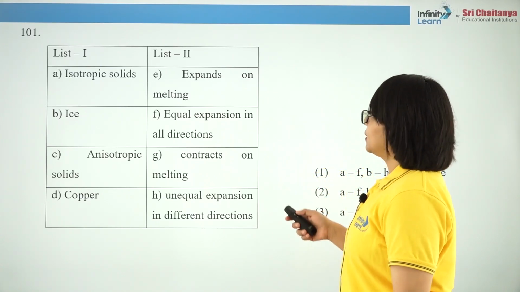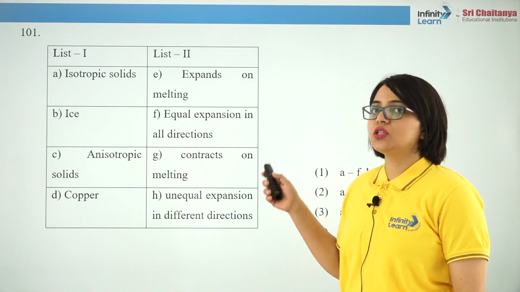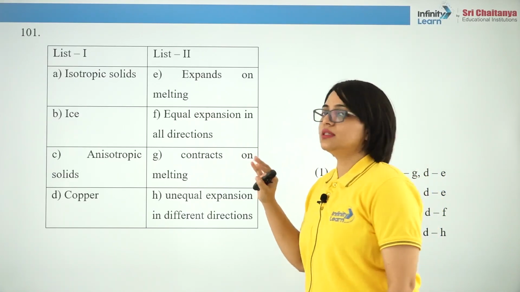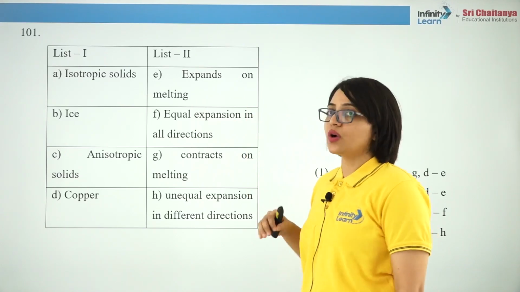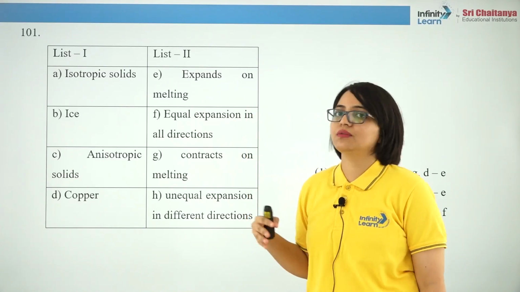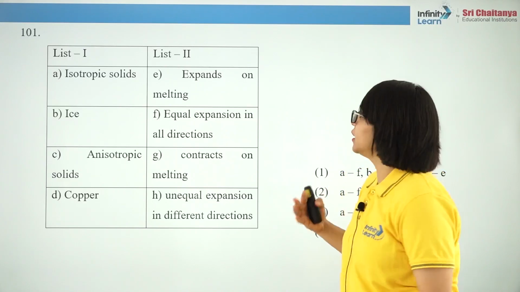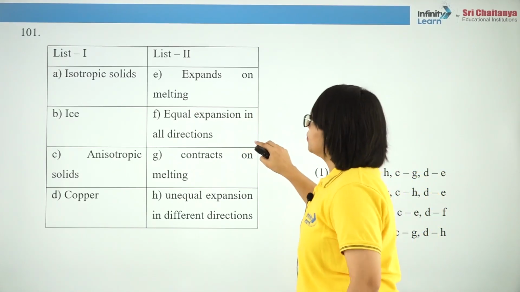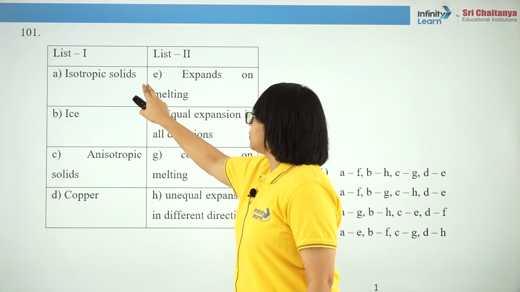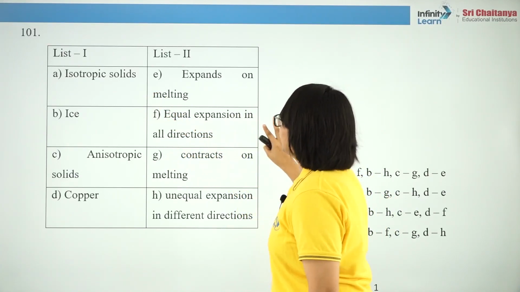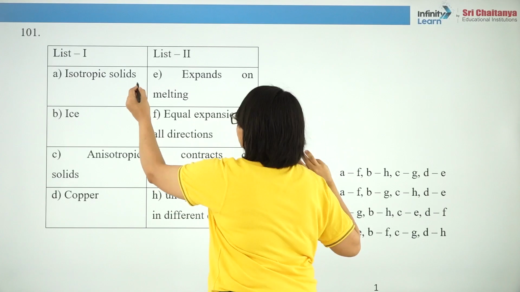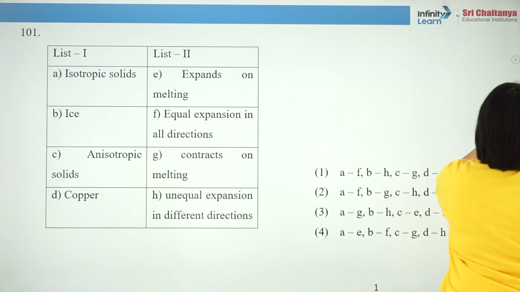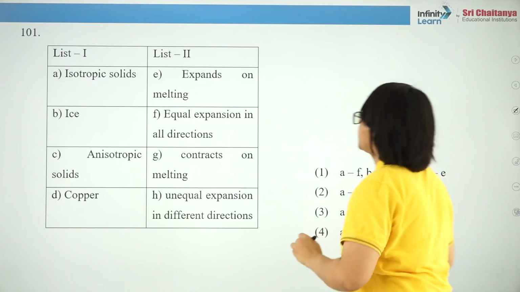So, we have two columns and we need to match column 1 with column 2. So, isotropic solids is first option in column 1. Isotropic solids are those solids in which property is direction independent and expansion is directional property, right. Because isotropic solid is there, that means equal expansion will be there in all direction. I hope this is clear. So, for A we have correct answer as option F.